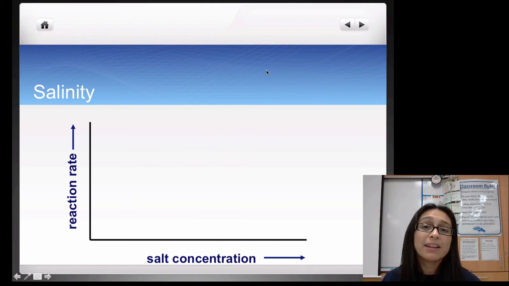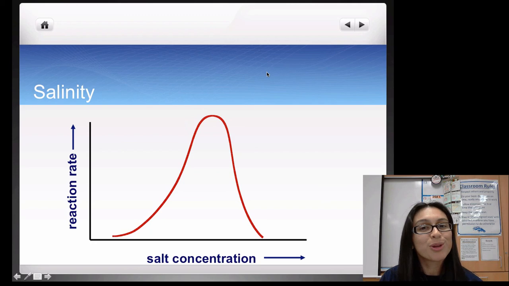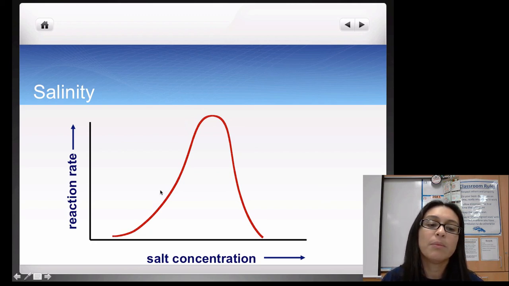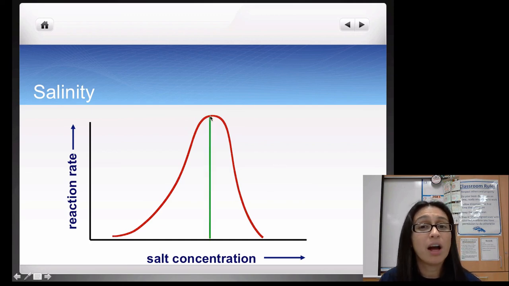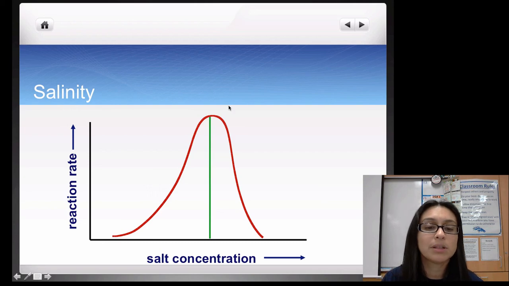All right. Finally, we have salinity. So with salinity, we have a very similar curve once again. So we see that reaction rates increase. We can convert more and more substrate to product up to a certain point, and then we see it falls down where we start to produce less and less product. So here, again, we have an optimal salinity for enzymes.